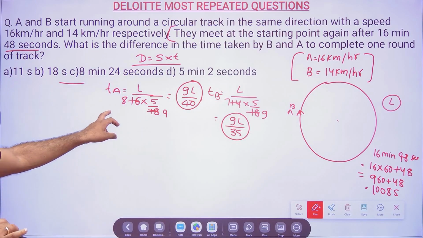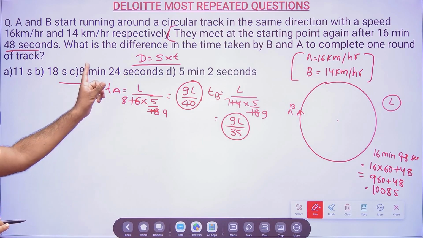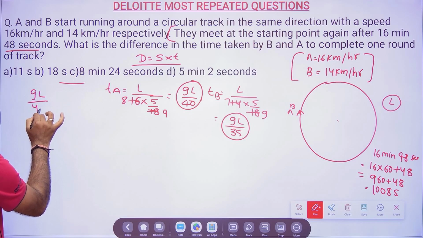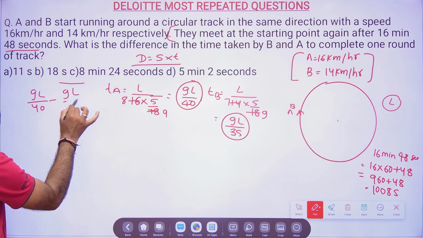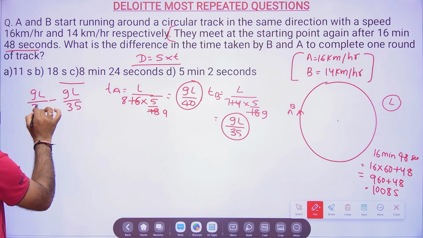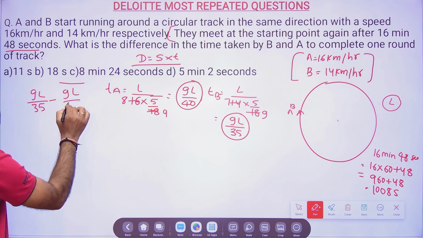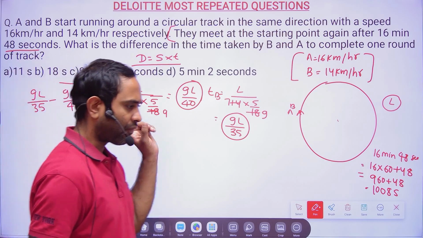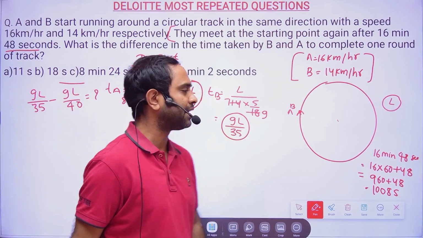So time taken by A and time taken by B, that is what you have to calculate. This is the difference we have to calculate. 9L by 40 minus 9L divided by 35 is equal to what? Or you can keep the 35 first. It does not matter if you are getting a negative value. So this is what we have to find out. Now for finding this out, we definitely need the value of L.